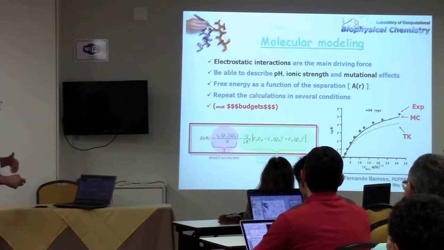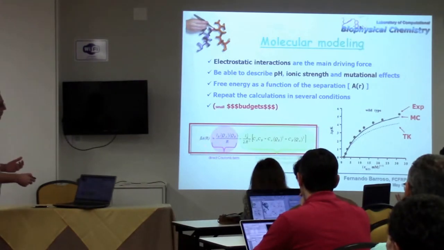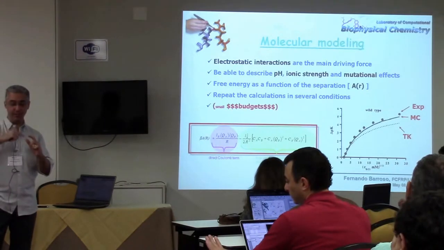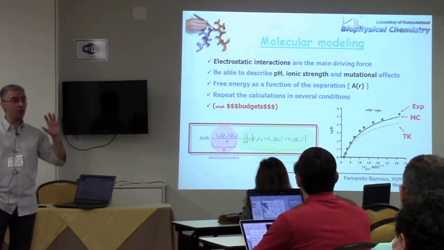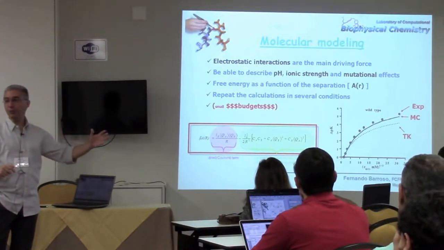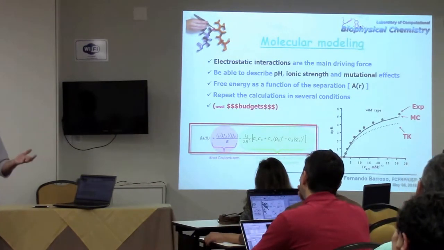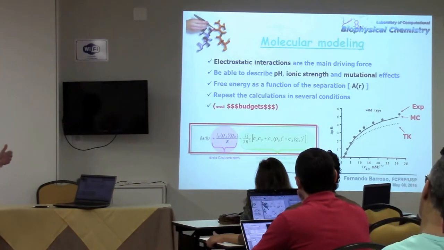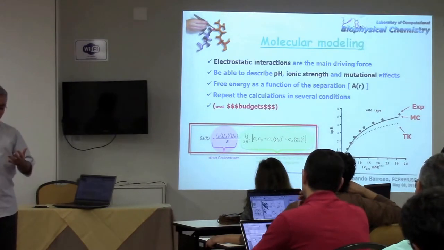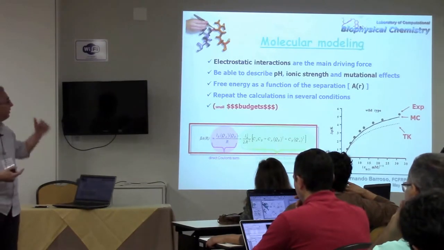If you'd like to compare with a theory like the ones that I showed about Kirkwood, we need to sample the system and get free energy as a function of the separation distance. Because our main point is to understand the interaction that drives the process. So we need to know how they happen as a function of distance, which means that we need to sample more and have a good description of the free energy. At the same time, we don't want to pay a very high CPU time. So there are some constraints here, and you need to repeat the calculations in several conditions. Several pH, several salt conditions, repeat them to check if they converge or not, and so on.